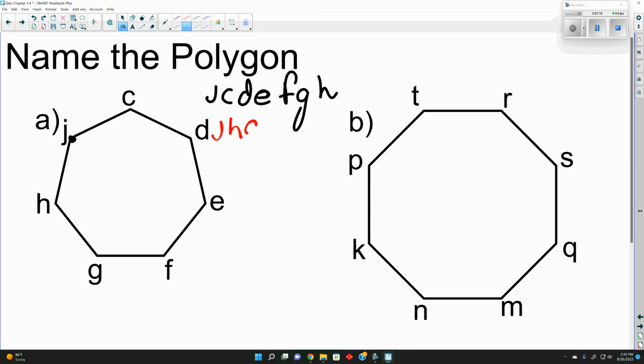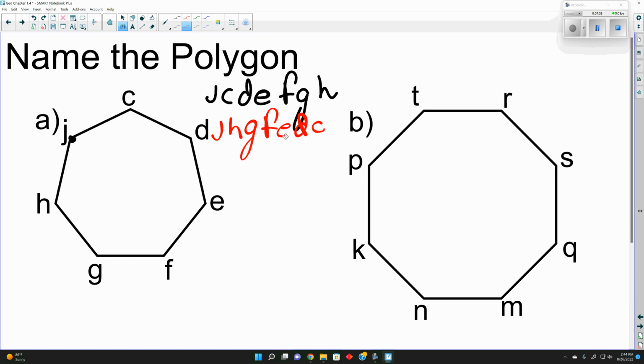J, H, G, F, E, D, C. But again, we pick one vertex and pick a direction and just trace it all the way around. We just pick one of the vertices and trace it around, and that's one way we can name it. So does it matter where we start? As long as we start at one of them and go around.